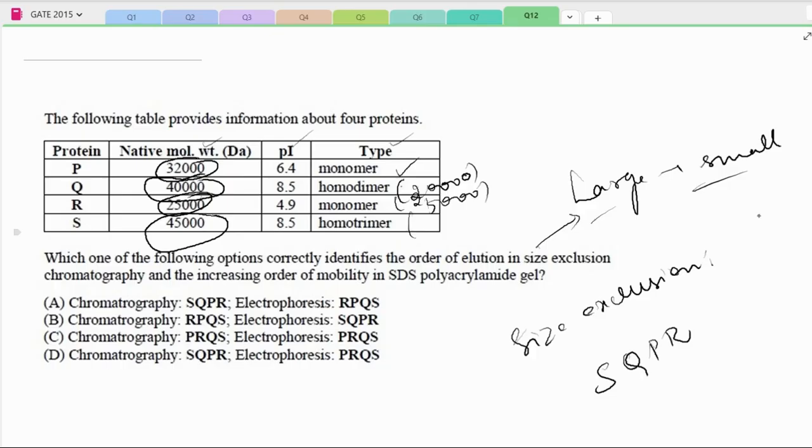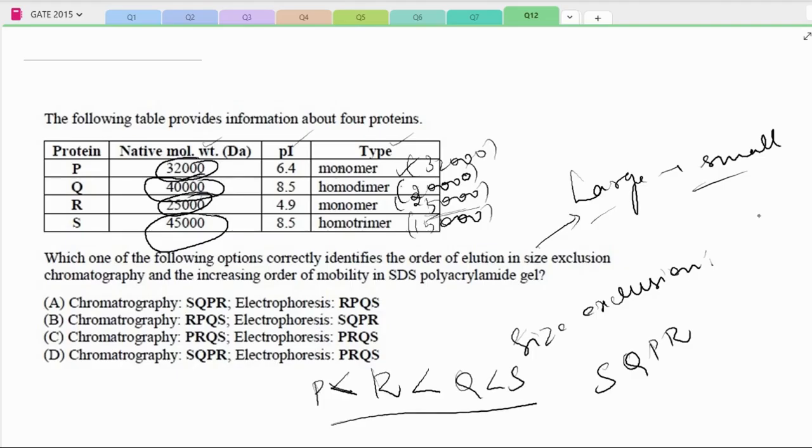And next, this one exists as a homotrimer, which means you need to divide by 3 in order to monomerize it. So that will be 15,000. And this one exists as 32,000. In SDS-PAGE, the proteins with higher molecular weight move slower compared to the smaller ones, which means the distance of migration in increasing order will be from large to small. So P will migrate the shortest distance, followed by R, because that has the next highest molecular weight, followed by Q, followed by S.